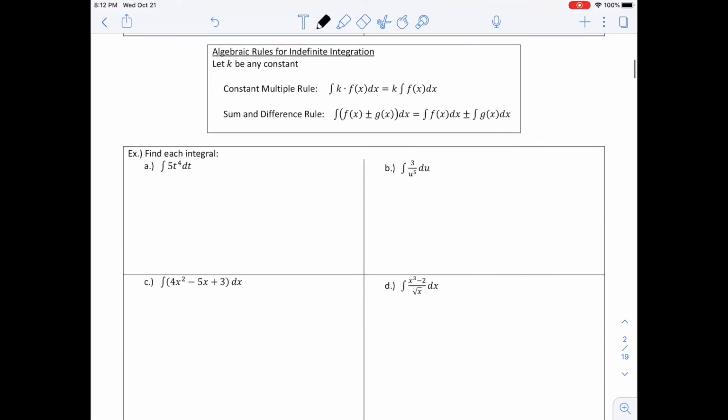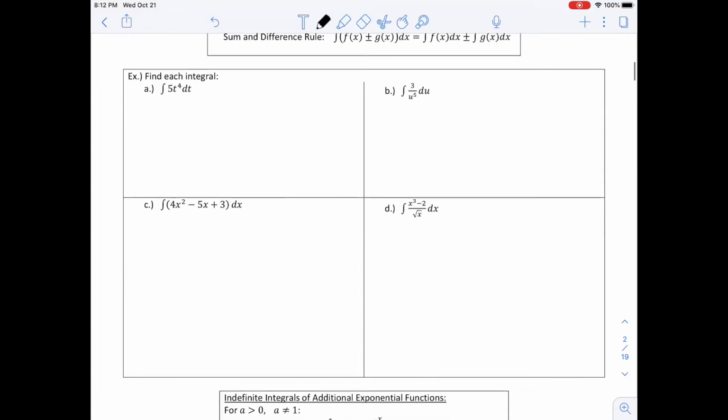Right below this, we have the algebraic rules for indefinite integration. Says let k be any constant. Then we have the constant multiple rule, which says that the integral of k times f of x dx is just equal to, and you'll notice that constant is just moved out in front. We're able to integrate the rest of it the same. And then we have our sum and difference rule, which says that if we have multiple terms, we're able to integrate each one individually. And that's what we did up above in the last two examples with E and F.